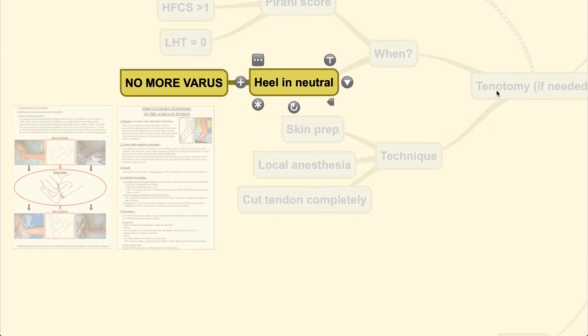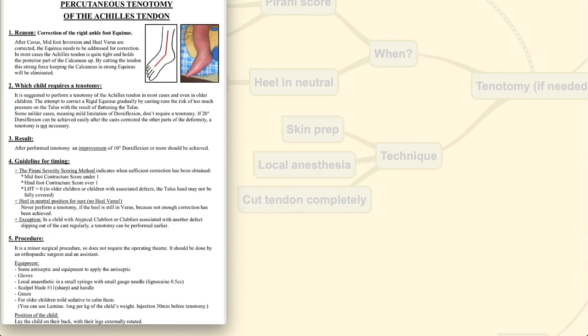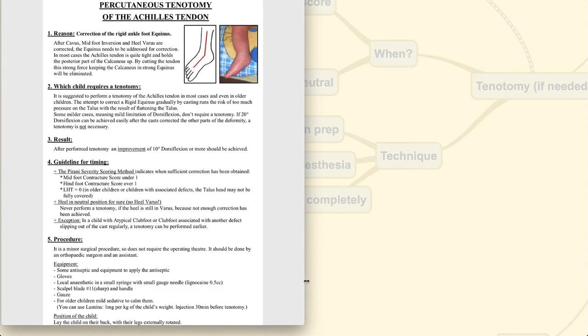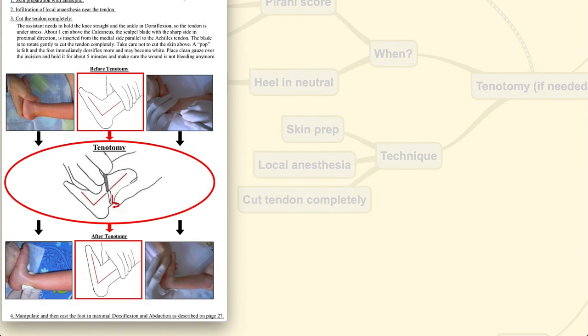You can see here the tenotomy technique, which usually starts with skin prep and local anesthesia, followed by cutting the Achilles tendon completely, not partially. You can see here the technique that is proposed and given in the Global HELP files. The percutaneous tenotomy is usually done in the office, and the procedure includes giving local anesthetic and cutting through the whole Achilles tendon.